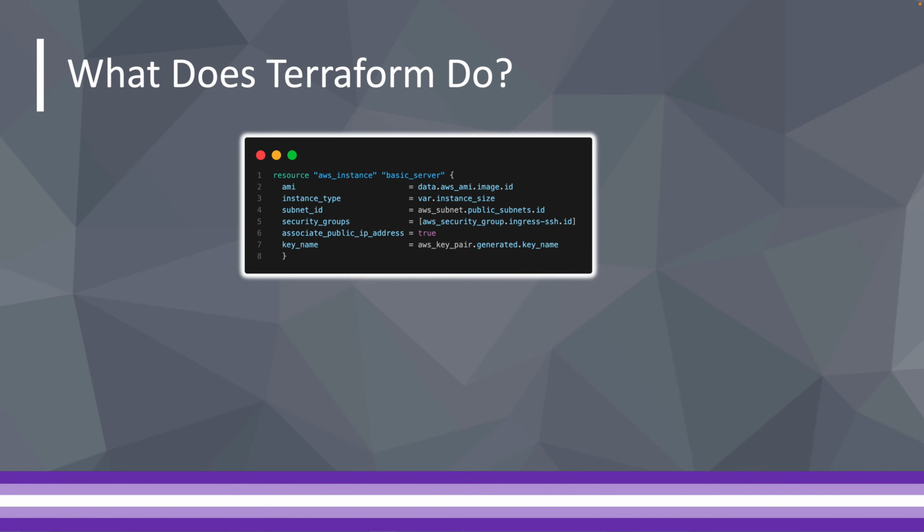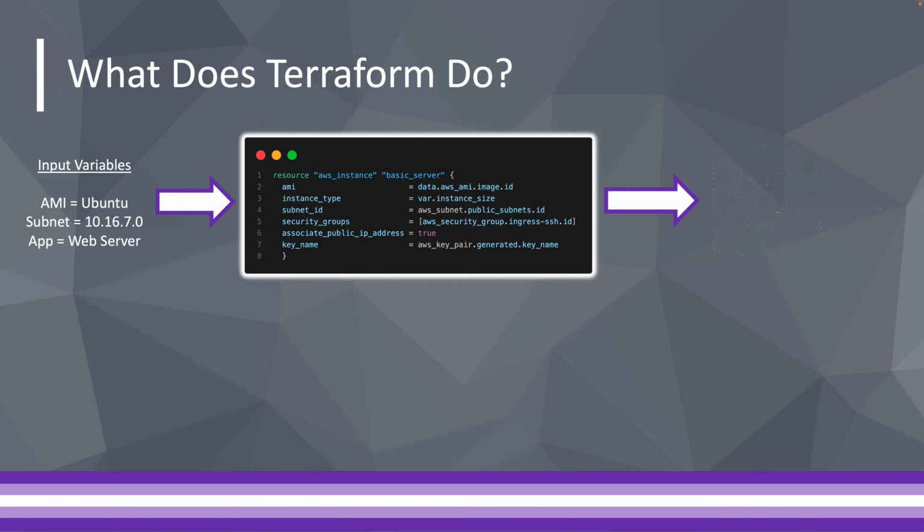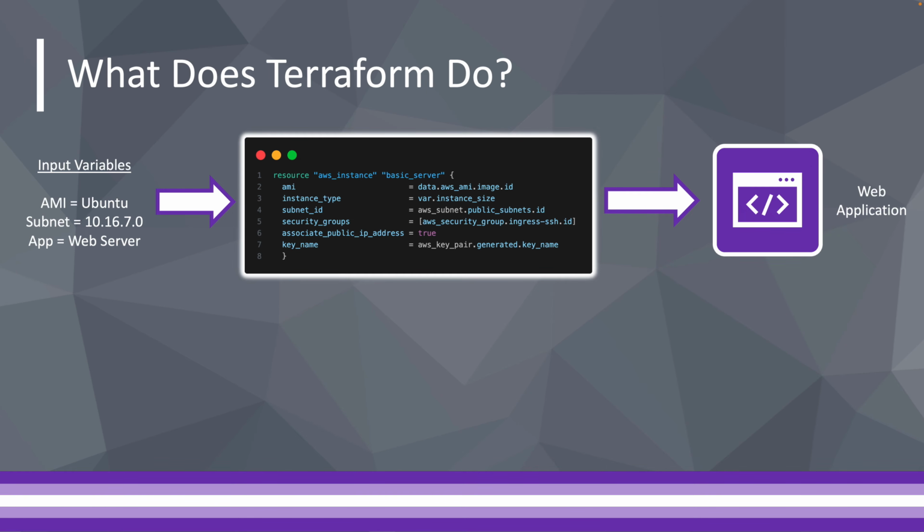So say, for example, we take our resource here, which is basic server, but you see everything inside of this basic server is pointing to either variables or data lookups. What we can do is we can provide some input variables in there. So for example, the AMI is Ubuntu, the subnet is 10.16.7.0, and the app is web server. We can simply use those variables with our resource, and we end up with our web application.